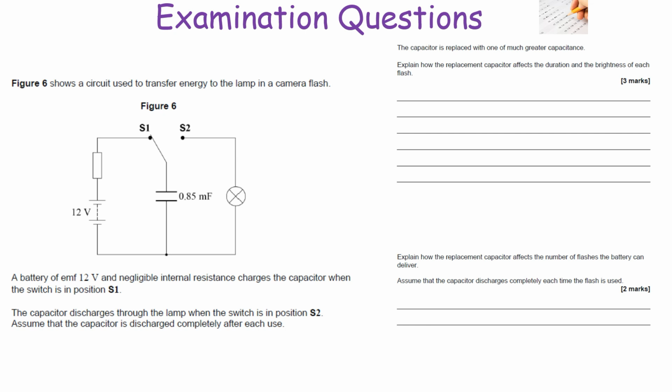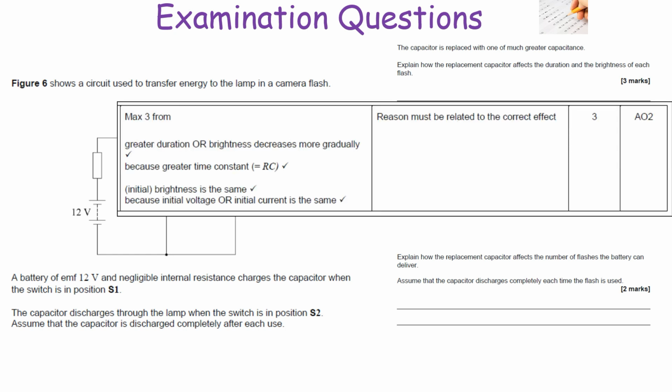Right, so the idea is how will the replacement capacitor affect the duration and brightness of each flash? Well, you've got a much greater capacitance, so therefore the brightness will decrease more gradually because you've got a greater time constant, so it'll take a longer time to charge and also a longer time to discharge. So whilst the initial brightness is going to be the same, it's going to be brighter for longer, because whilst the initial charge in your capacitor is the same, the time it takes to discharge is going to be longer.